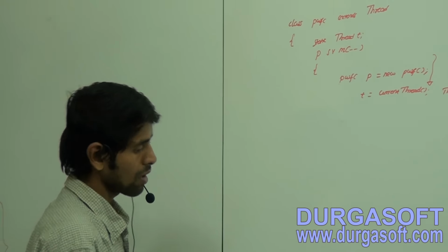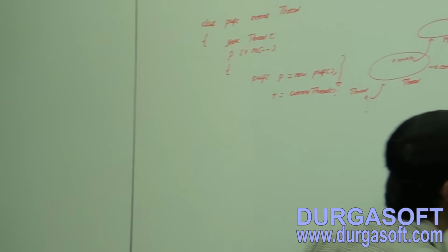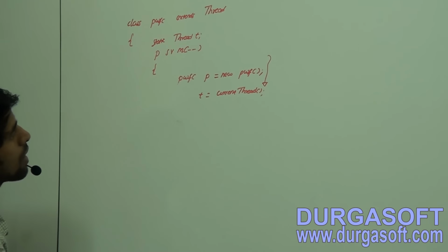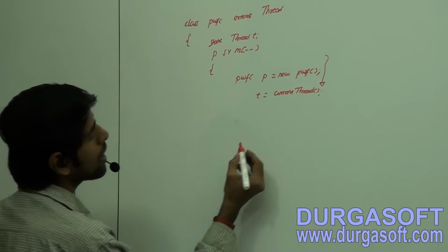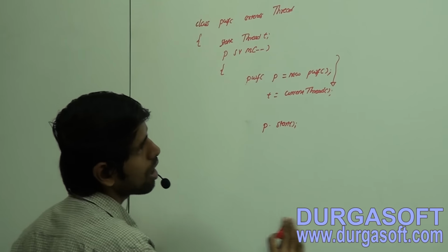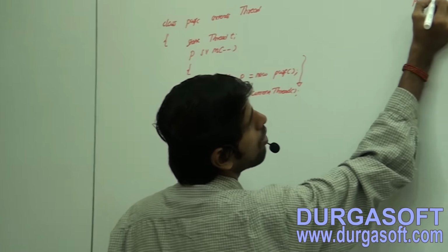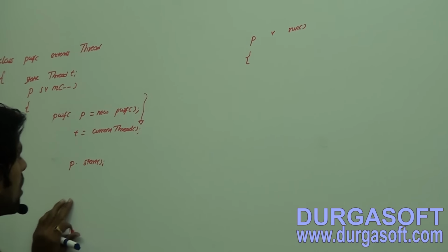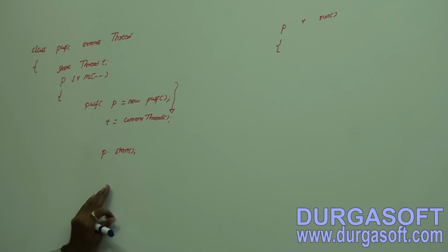Now let us go for our actual piece of code. Now that thing has happened. What I am doing here is p.start. Now come to the public void run method. Now the main mystery is going to happen.